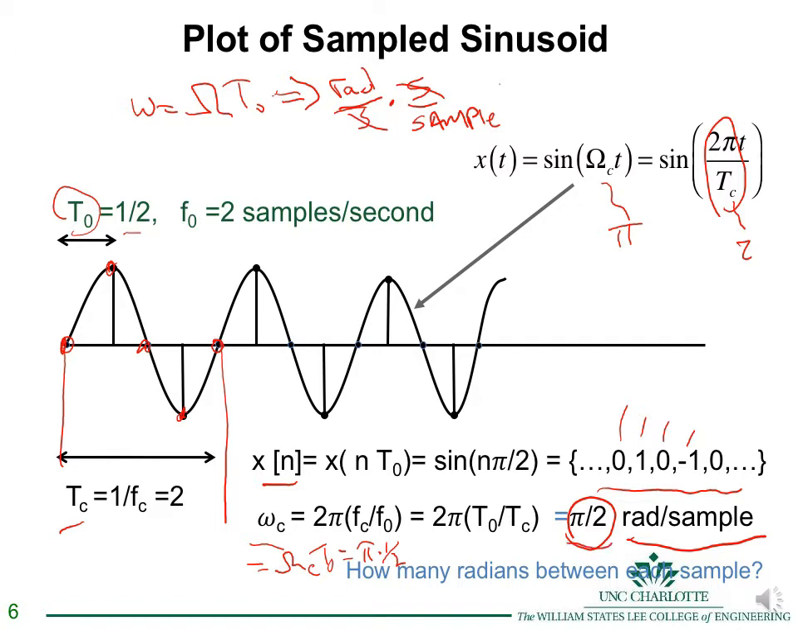Another way to see this is if you look at these sample points in the sinusoid, how many radians does the sine wave go between 0 and 1? And of course, that's pi over 2 radians. When you go to pi radians, sine comes back to 0, so it moved another pi over 2. And so it has a physical meaning. And so it is indeed the radians per sample of a sinusoid.